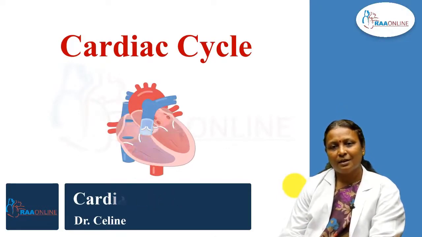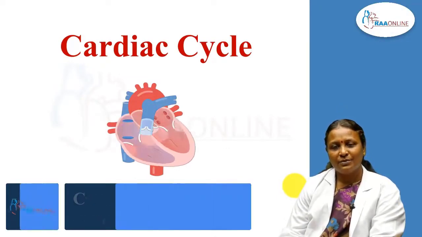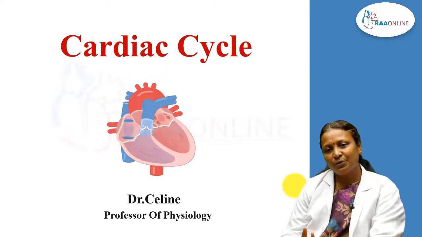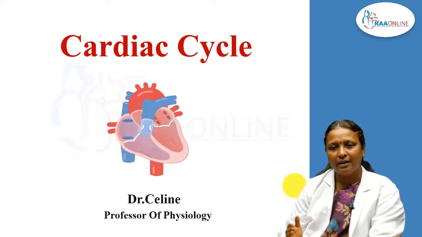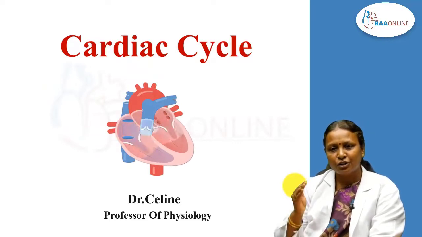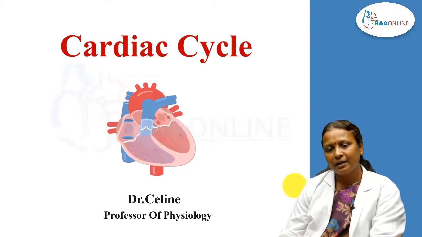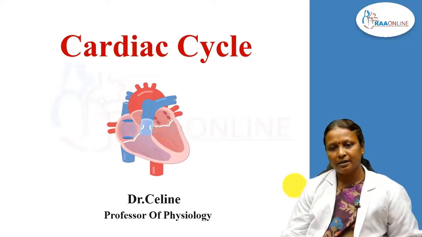What is a cycle? A cycle is a process which is repeating again and again. When a process is repeated again and again, you call that a cycle. Here in the heart, you have a sequence of events occurring again and again, and you call this the cardiac cycle.